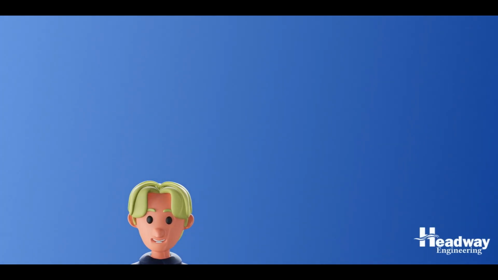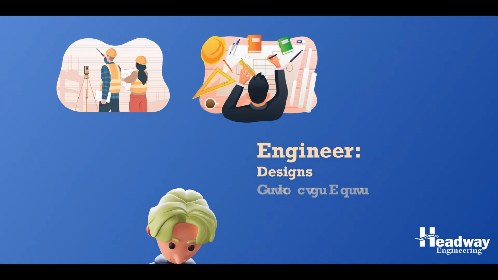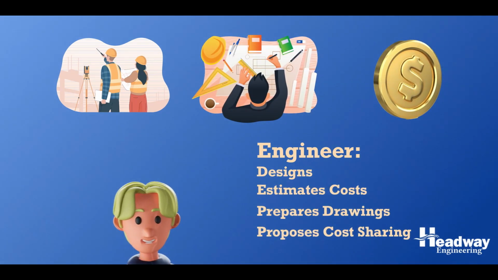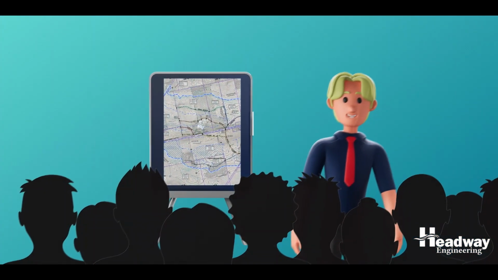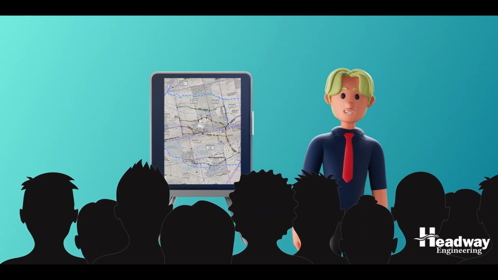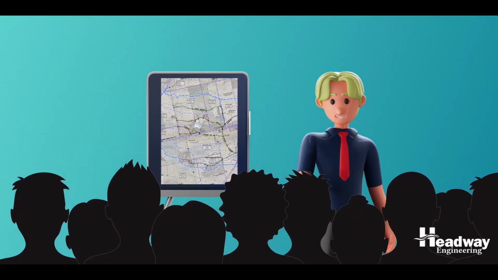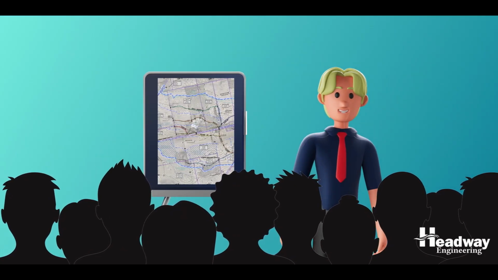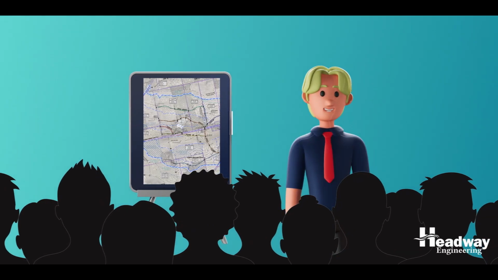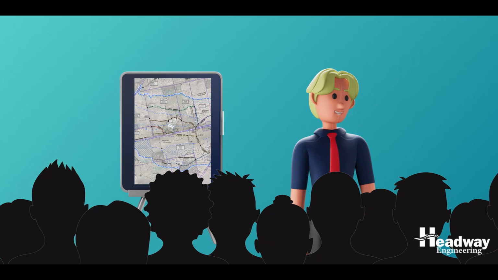Next, and the most time-consuming part of the project, the engineer designs the proposed solution, estimates costs, prepares detailed drawings, and figures out how the costs will be shared. The engineer presents their findings, the design, estimated costs, proposed cost sharing, and other information at public information meetings. Then they undertake the critical task of securing necessary approvals from environmental authorities and agencies. This is all about staying compliant and protecting our environment.